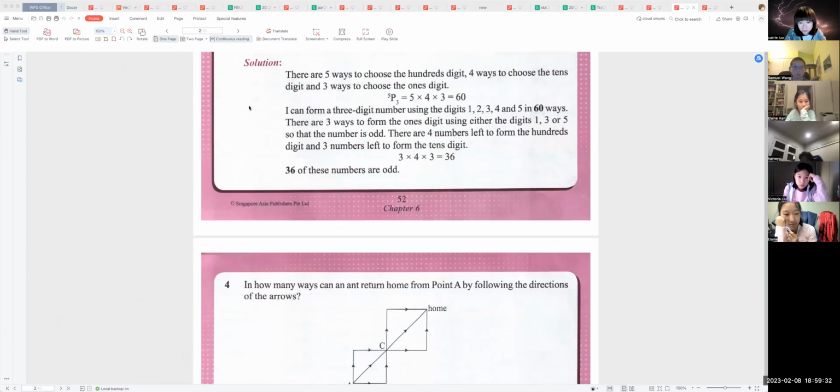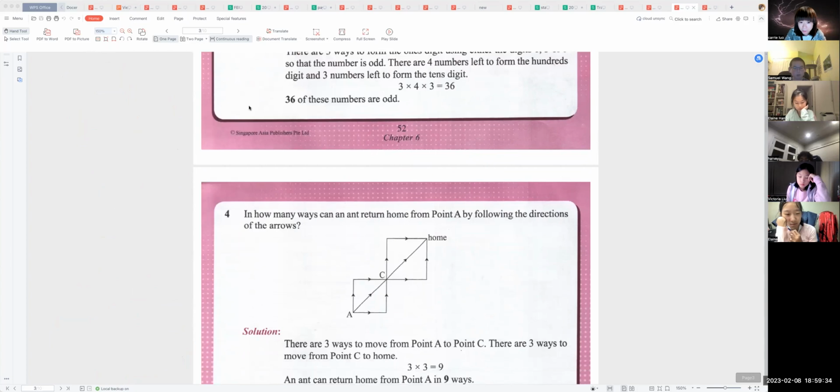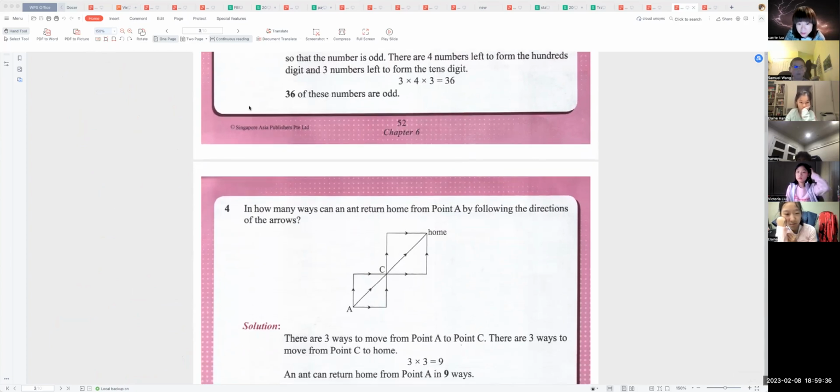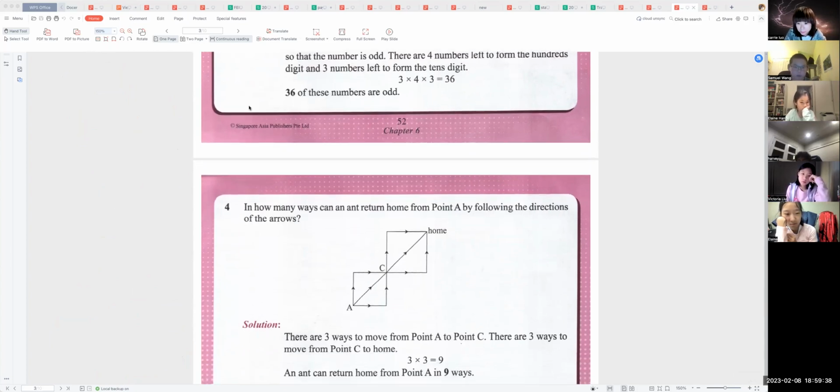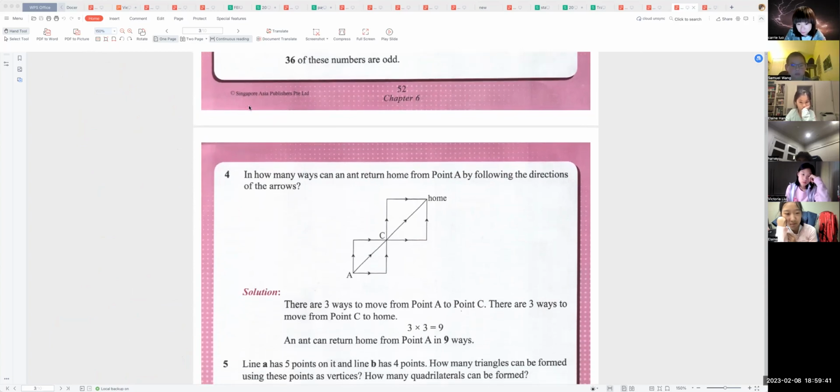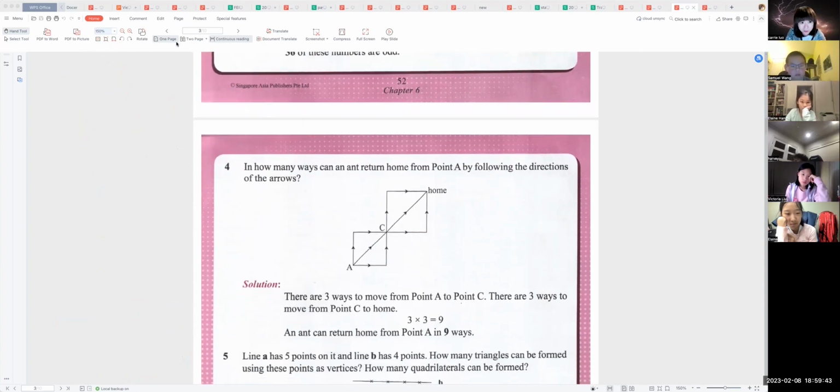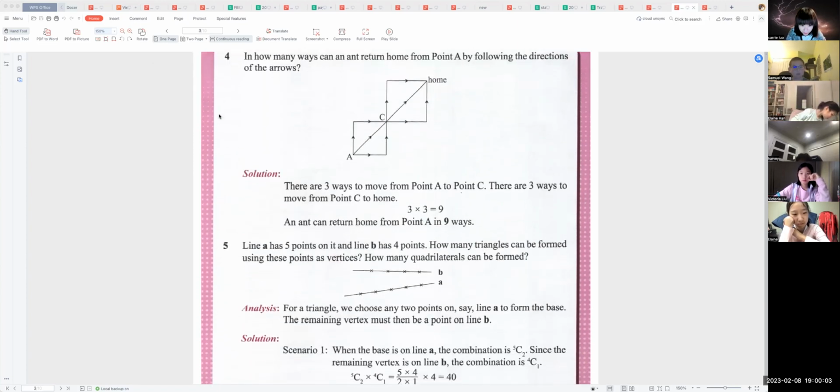Okay, so let's take a look at this one. How many ways can an ant return home from point A by following the direction of the arrows? This question is actually just 3 times 3, right? Because you go to here, you have 3 different ways. You go to here, you have 3 different ways. So 3 times 3 equals 9 different ways. We won't go over this one, it's very simple. I remember I gave this problem to kindergarten kids, so we won't go over it, okay?